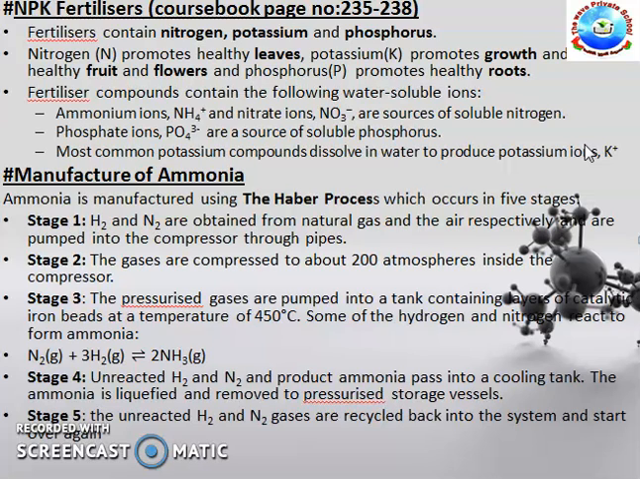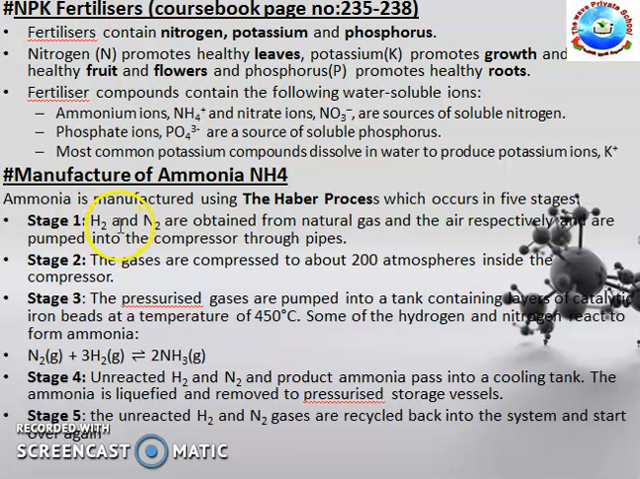Now we are going to see the manufacture of ammonia. How is ammonia produced? You know now what is the formula of ammonia? That is NH3. Okay, it means there is nitrogen and hydrogen present in it. Now let's see step by step. Okay, now see, first we will see step 1. Before that, let's understand there are 5 steps.